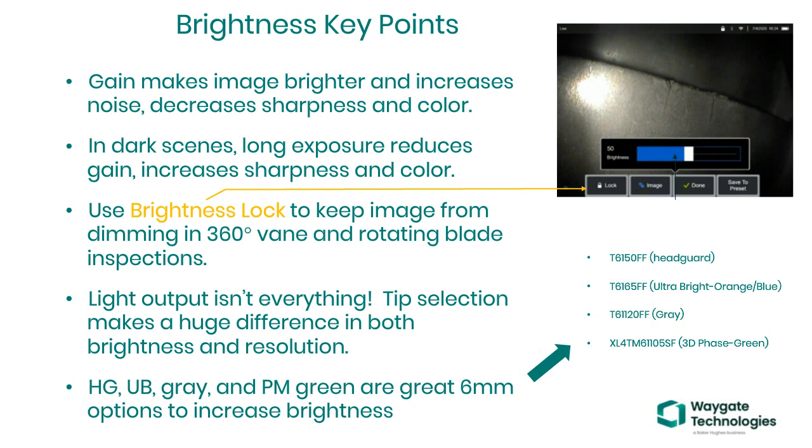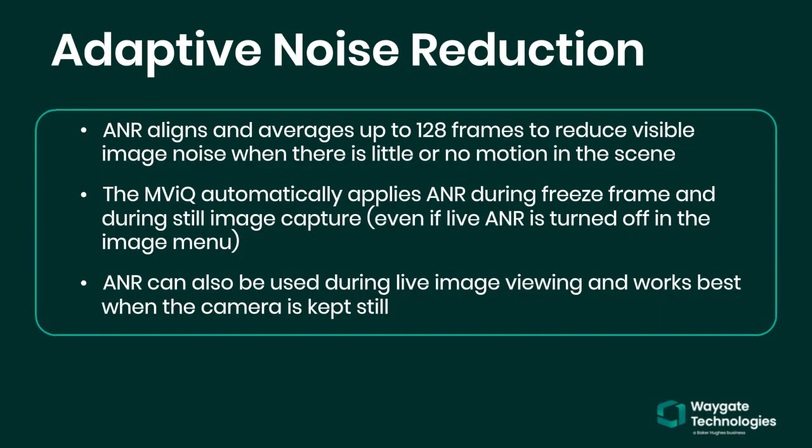Adaptive noise reduction, or ANR, averages frames to reduce visible image noise in scenes with little motion. The NVIQ always applies ANR to frozen and captured images, but ANR can also be used during live image viewing, but it must be turned on in the image menu. Let's look at an example of that in a short video.